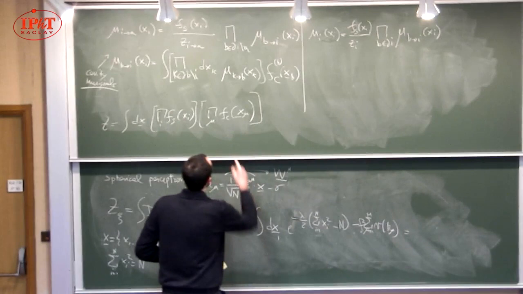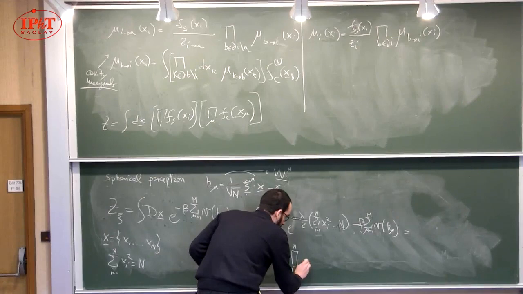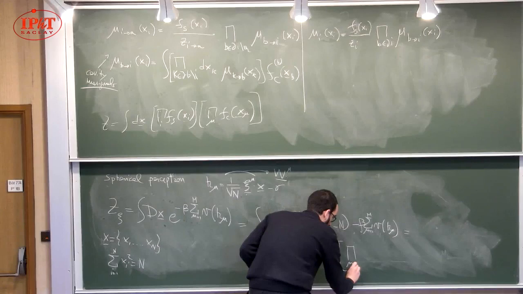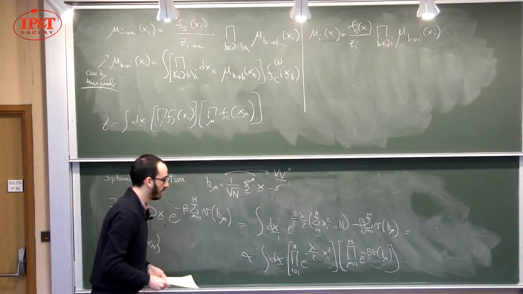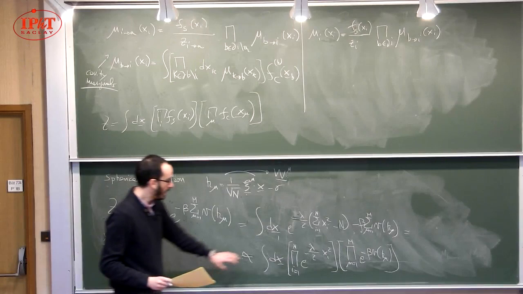So we have, apart from a constant, the integral over the x. Okay, so this lambda will be fixed by imposing that this relation is satisfied. Okay? So we have something of this form.